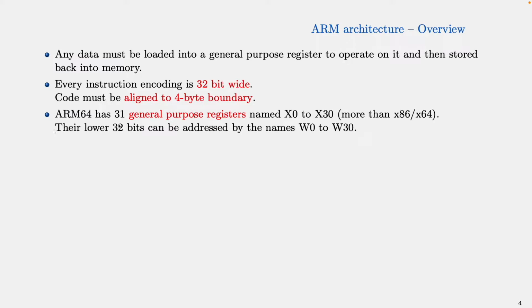The ARM64 has 31 general purpose registers, which are named x0 to x30, so this is significantly more than we have on the x64 architecture. And the lower 32 bits of these registers can be addressed by the names W0 to W30.